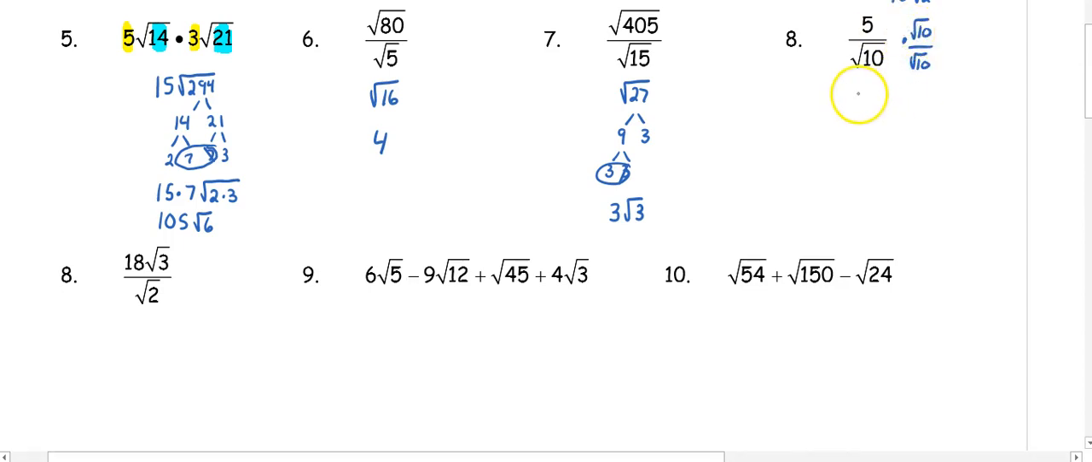So 5 times root 10 stays as 5 root 10. Root 10 times root 10: anytime you multiply a root with the same number underneath, the roots cancel out, and that leaves us with 10. Now the numbers 5 and 10 can reduce together. They're both divisible by 5, so we would have root 10 over 2.